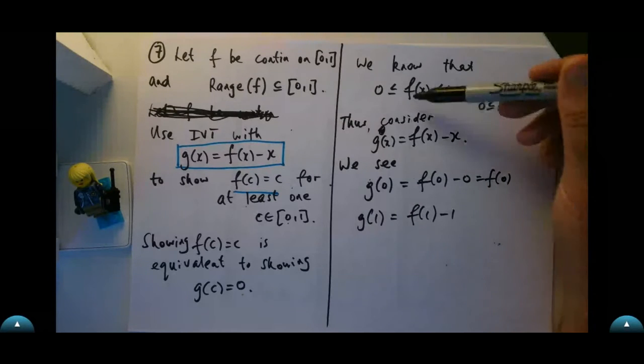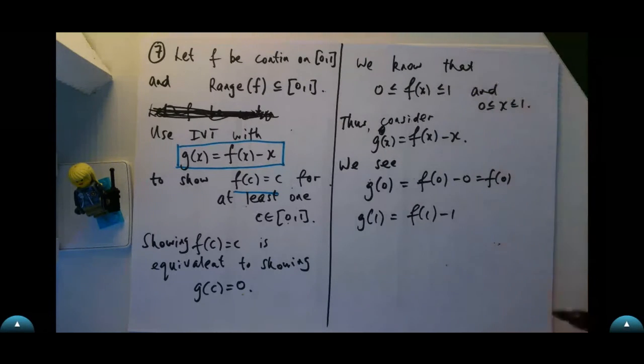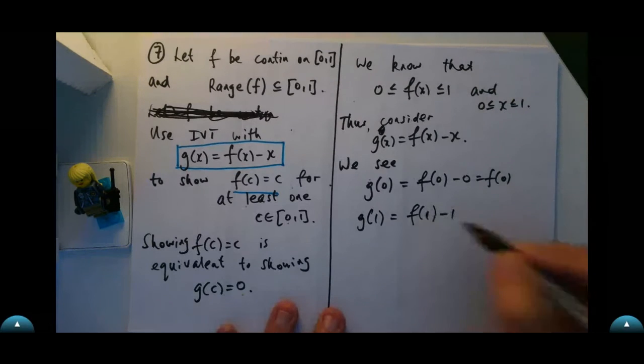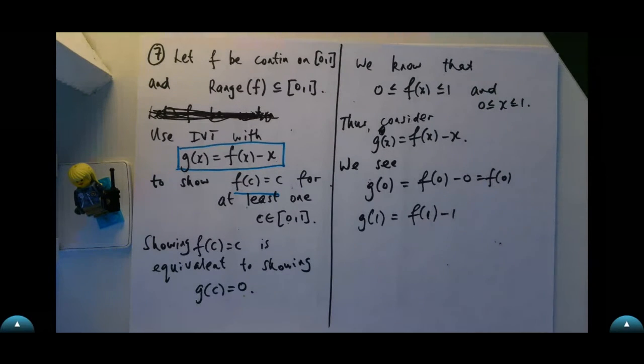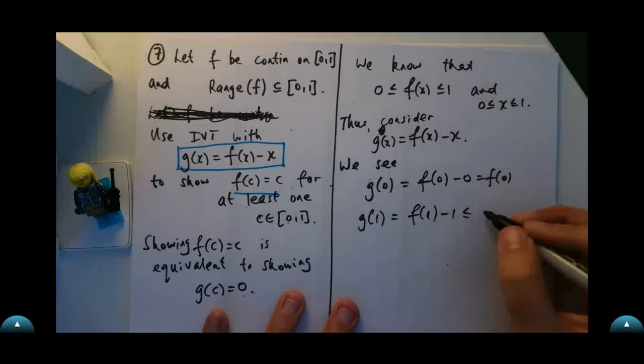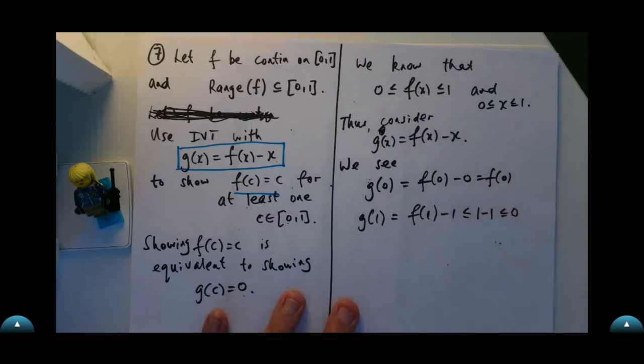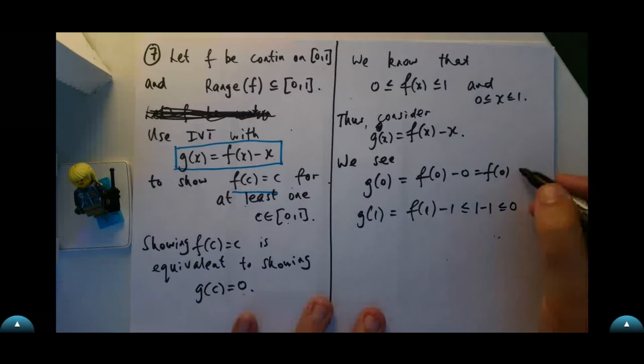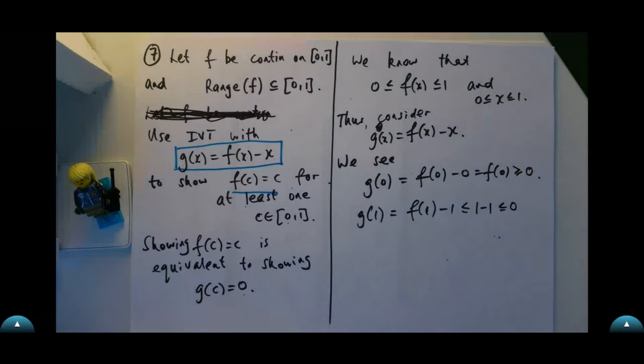Now, f of 1 minus 1. We're just looking for signs here. Because the biggest that f can get is 1, that's got to be less than or equal to 0. And f of 0, the least that can be is 0, so that's got to be greater than or equal to 0. Oh my goodness. So g of 0 is greater than or equal to 0, and g of 1 is less than or equal to 0. So what does the IVT say?